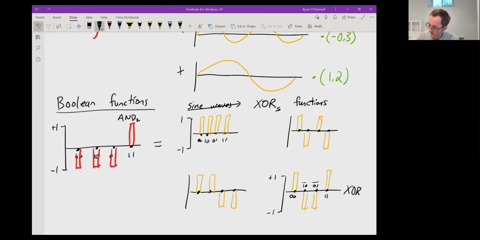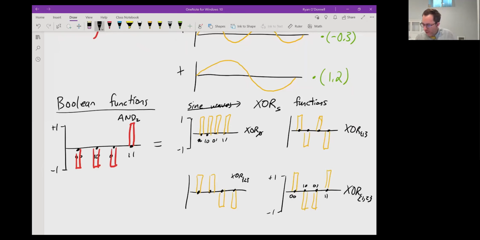Again, this is not going to be super important, but I call this function XOR subscript 1, 2, because you XOR the first bit and the second bit. This function I call XOR sub 2, because you just XOR the second bit by itself. This one I call XOR sub 1, because you just XOR the first bit by itself. And this one's like XOR sub empty set, because you don't XOR any bits together to get the result. It's just always +1.